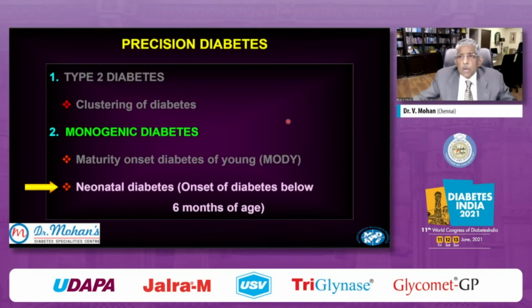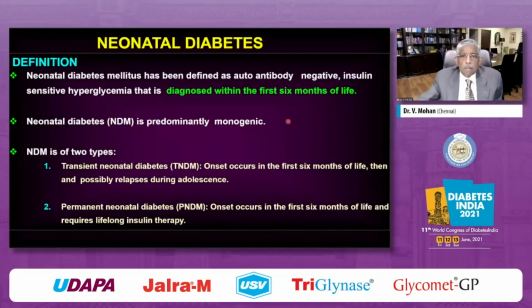Now, what do you think? Type 1 diabetes, start insulin. Think again. Type 1 diabetes below 6 months of age is very, very unusual. It's most likely to be neonatal diabetes. And if you have neonatal diabetes, you don't need insulin. You can treat with tablets.